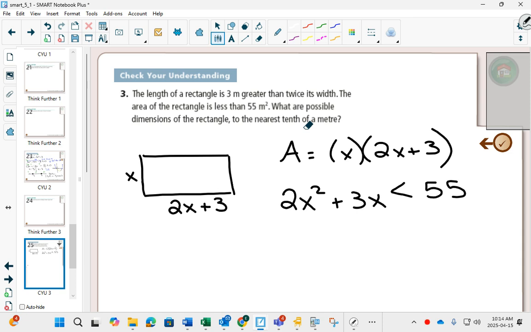So sometimes when we're reading a word problem like this, take it slow. It's dealing with a rectangle. I'll draw a picture. It's dealing with area. I know what my area formula is. It needs to be less than 55. So I take my time writing things out, and now it says, what are the possible dimensions of the rectangle to the nearest tenth? Well, it's a quadratic inequality.